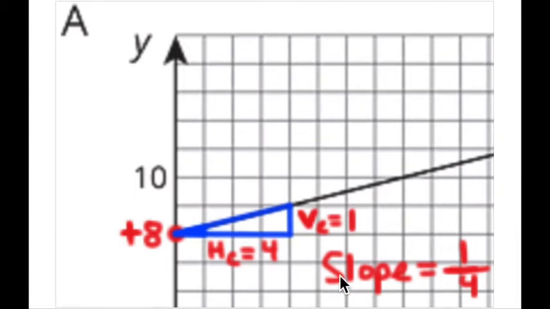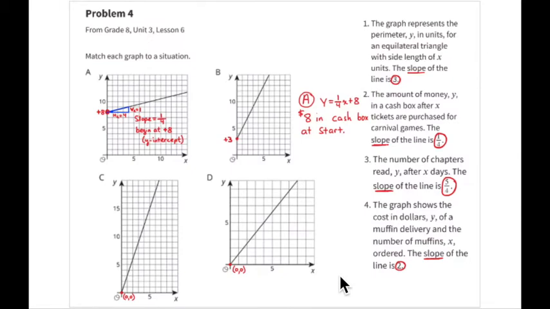So now just look at the situations. Which one has a slope of 1/4? And that's number 2. So the amount of money Y in a cash box after tickets are purchased for carnival games. So the slope of the line is 1/4. So it looks like it's 25 cents per ticket. But then what does the plus 8 mean? It means that there was $8 in the cash box before you started selling tickets.